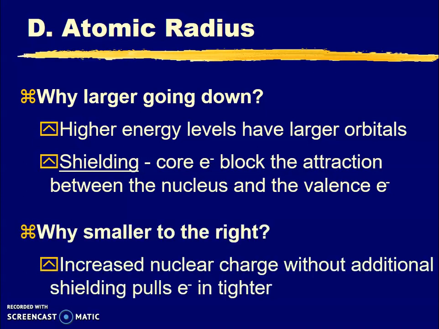Why does it get smaller as you move to the right, though? As you move to the right, it's going to change that connection between the protons and the electrons, because as you move to the right, you're getting more and more protons, but the ratio is not as great. And so those electrons get pulled in tighter towards those positive protons. So that's why you get smaller as you move to the right, because that ratio is changing.